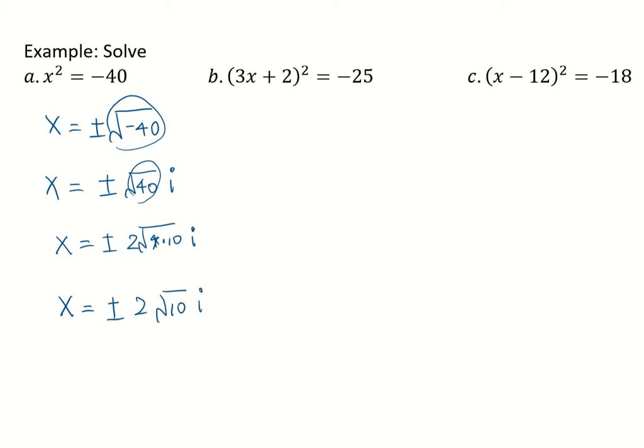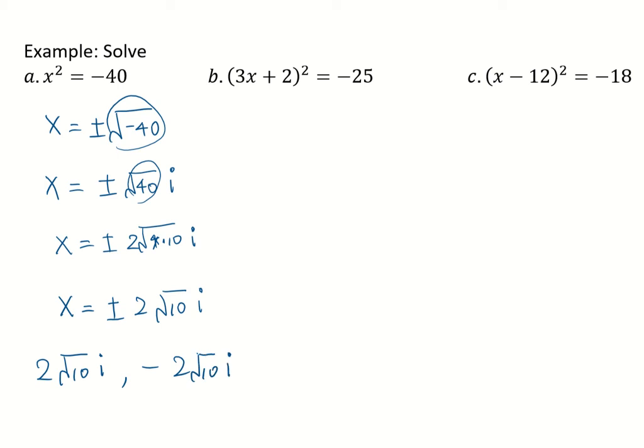So here we have two solutions. They're not real solutions, they're complex solutions. One is 2 square root of 10 i. The other one is negative 2 square root of 10 i.